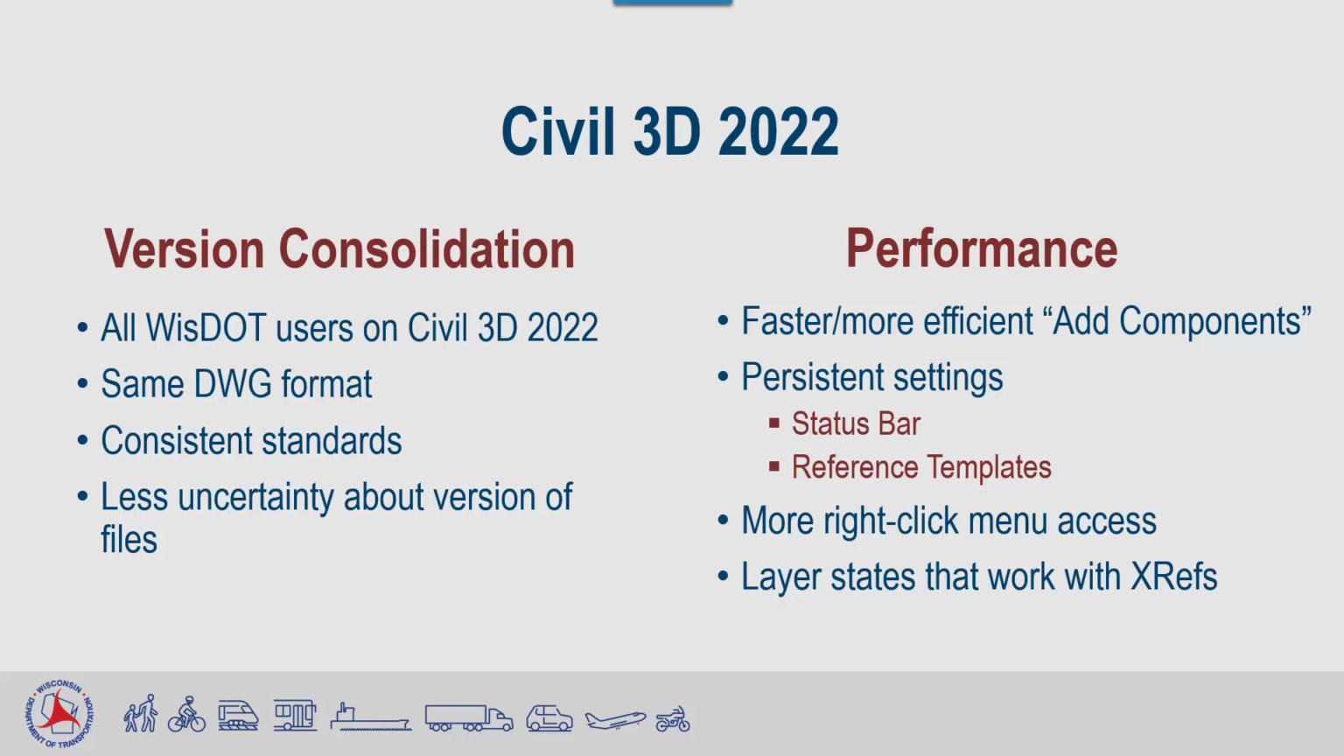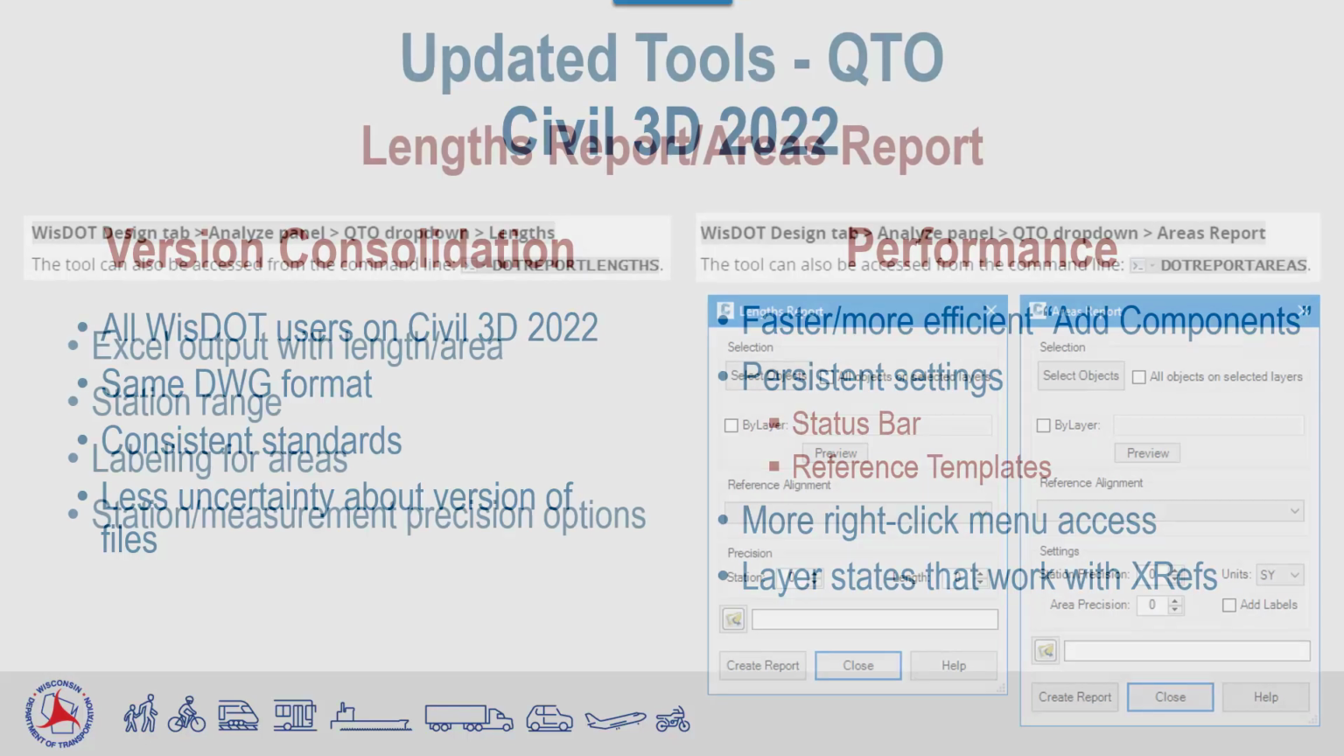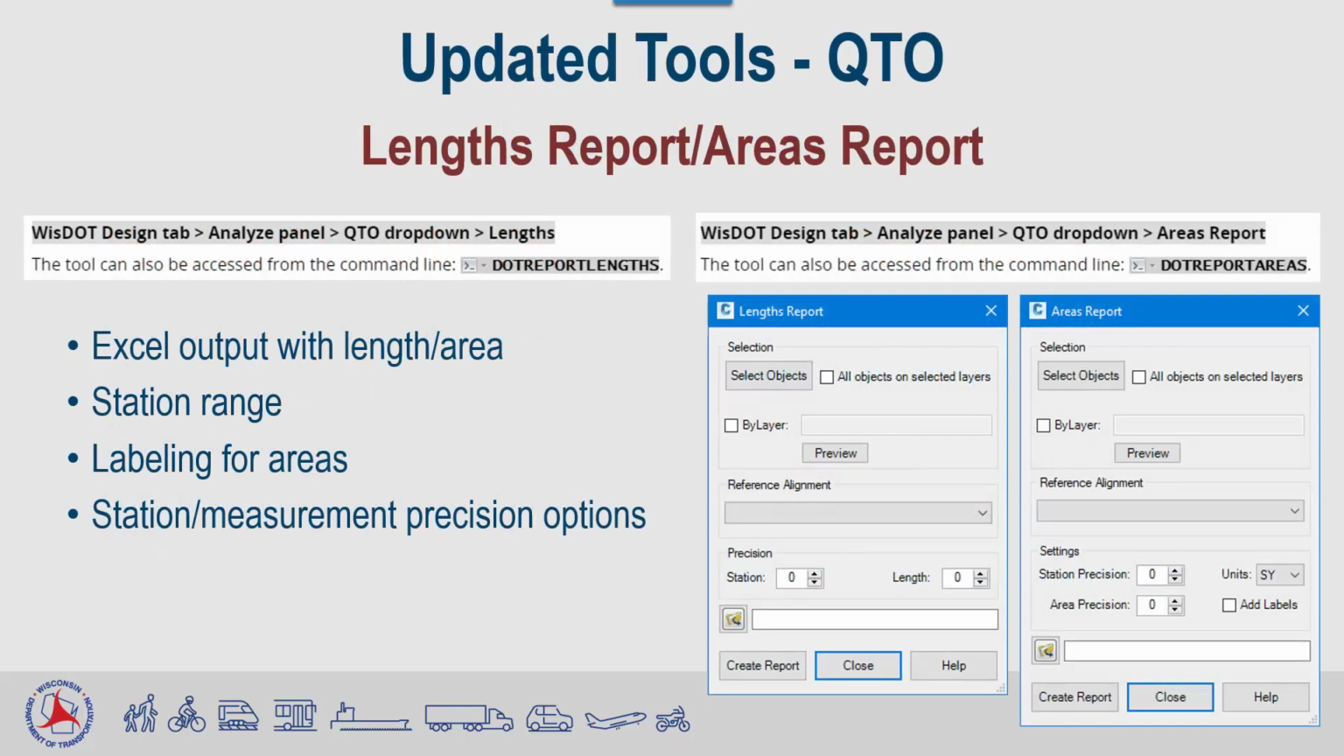Finally, we've made many of our tools more accessible by adding them to object right-click menus when it makes sense. Let's get started looking at some of the tools. First, we've made some improvements to QTO functions. We have two new reports, one for lengths and one for areas.